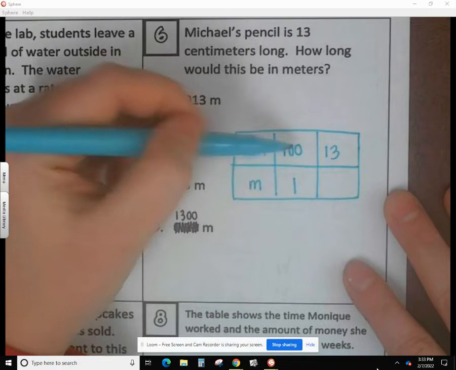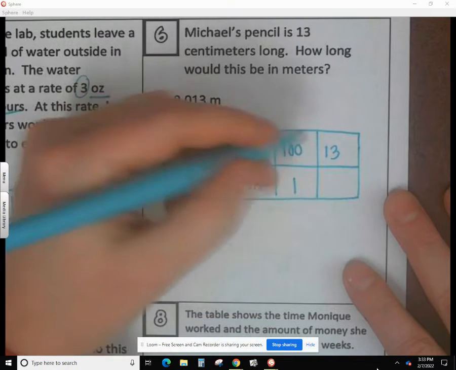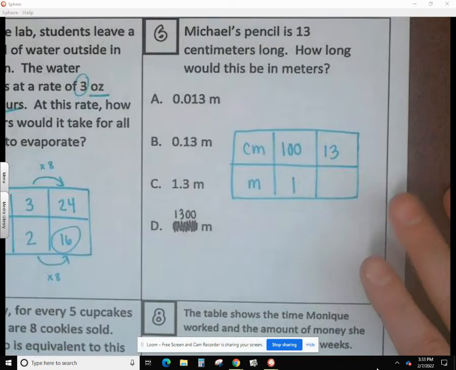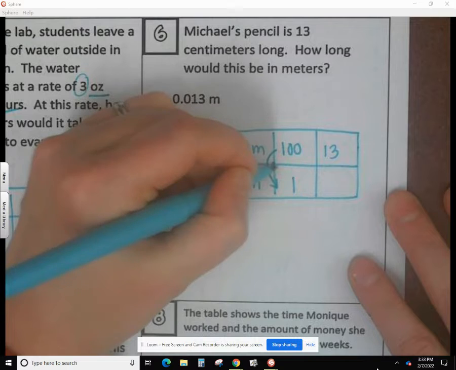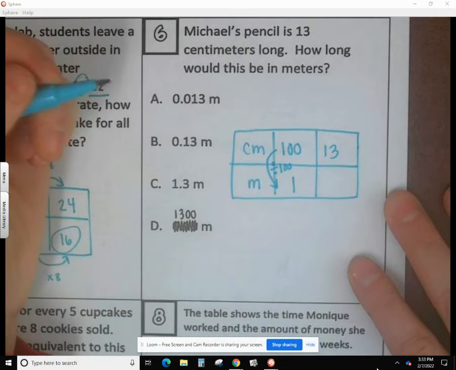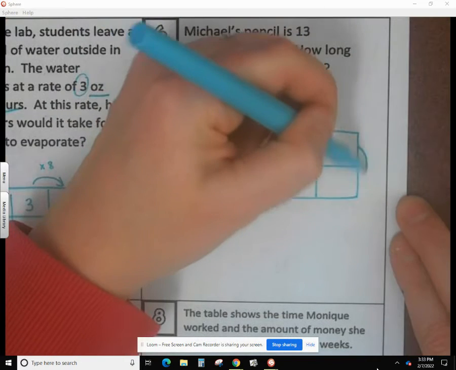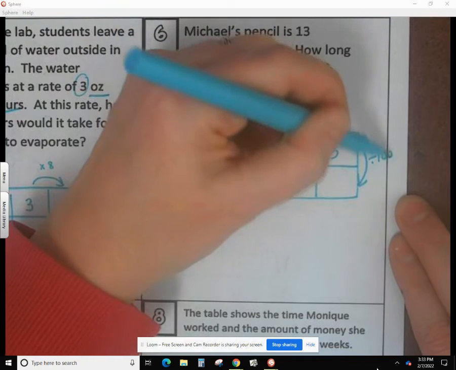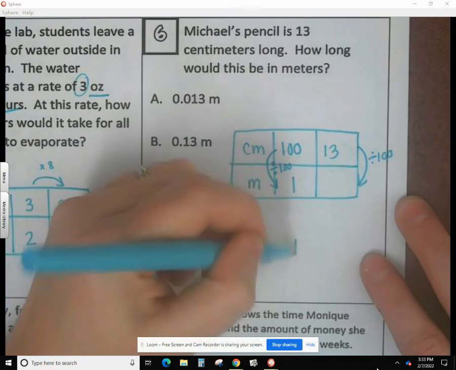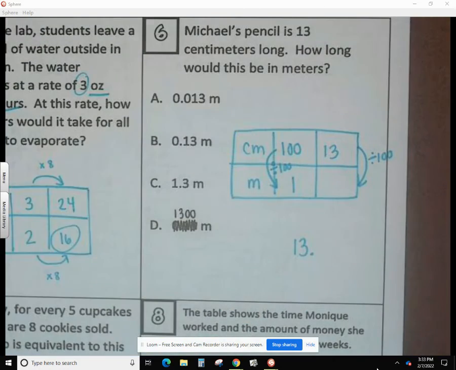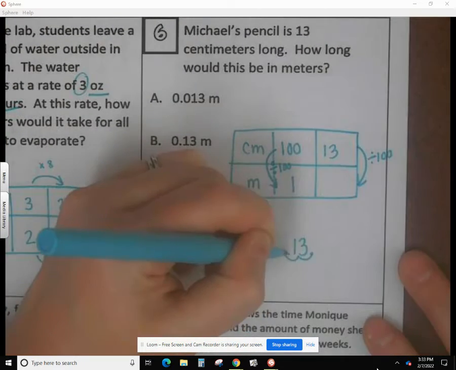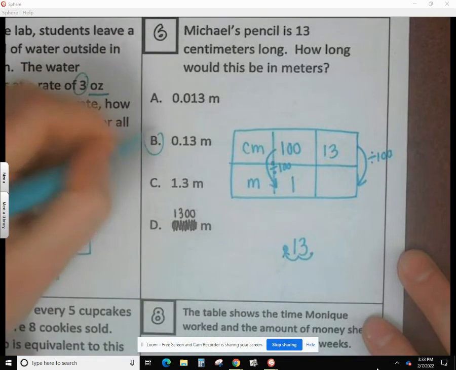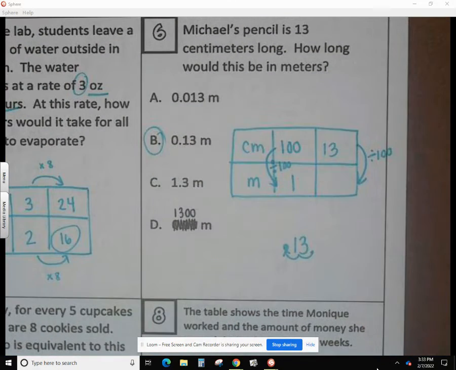So if we look at our L shape, 100 is in the corner. There's no relationship. There's nothing I can divide 100 by to get 13. So that means I'm going to have to go down. Any number divided by itself is 1. So I can do 100 divided by 100, which means I do 13 divided by 100. Remember that you can take any number and divide by 100 by moving the decimal point 2 times to the right, which gives us answer choice B, 0.13 or 1300.